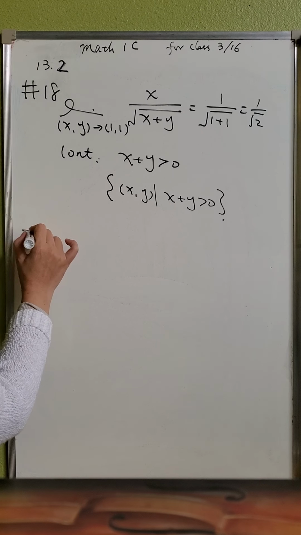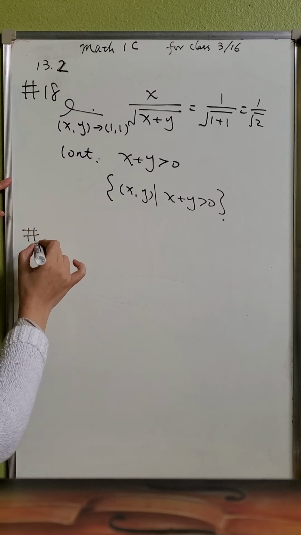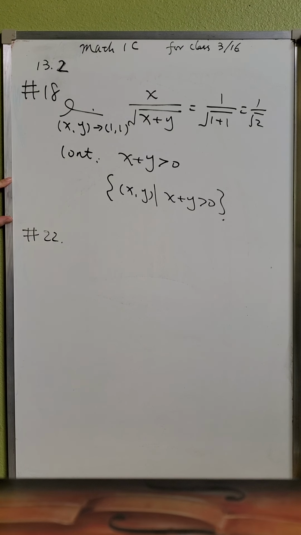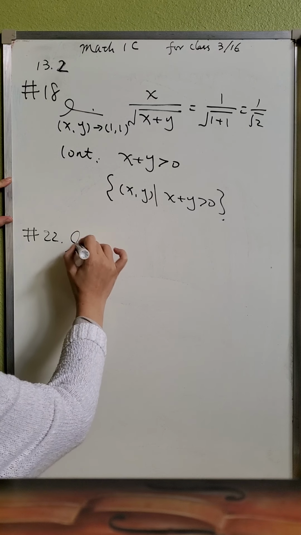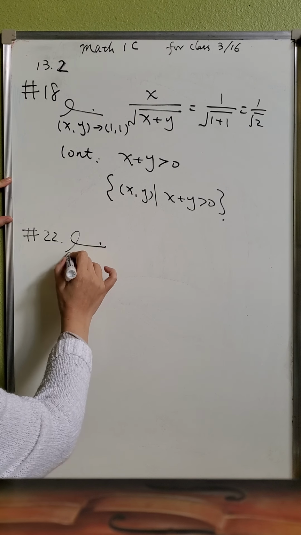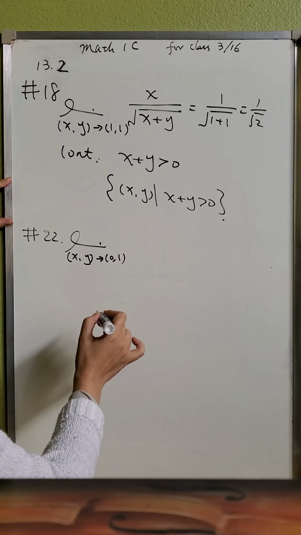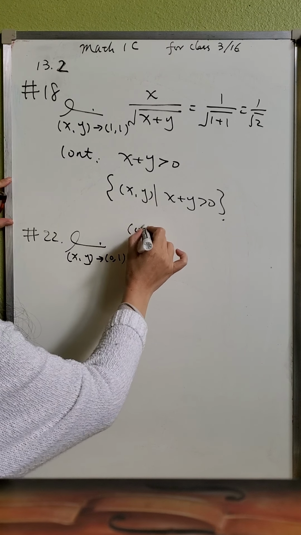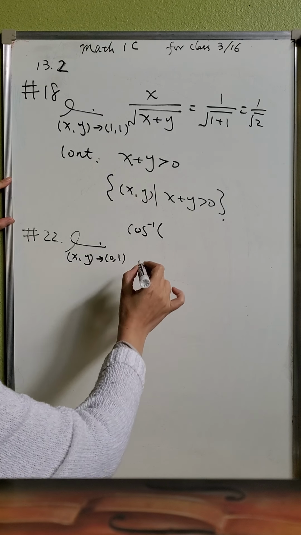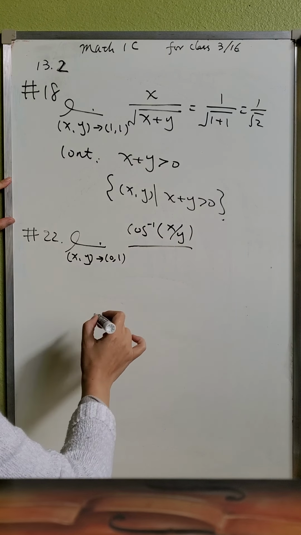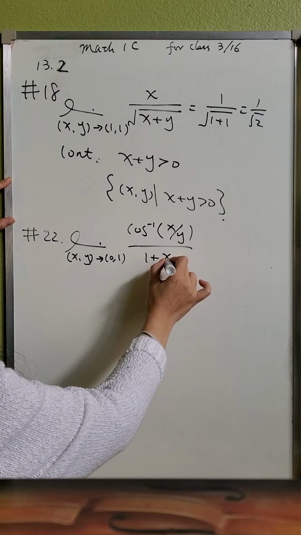Okay, let's try point number 22. For number 22, we want to find the limit for this function as x, y approaches 0, 1, of cosine inverse of x over y divided by 1 plus xy.